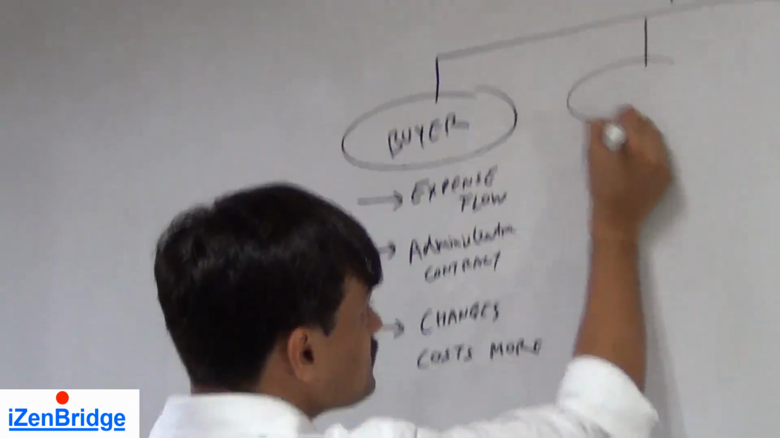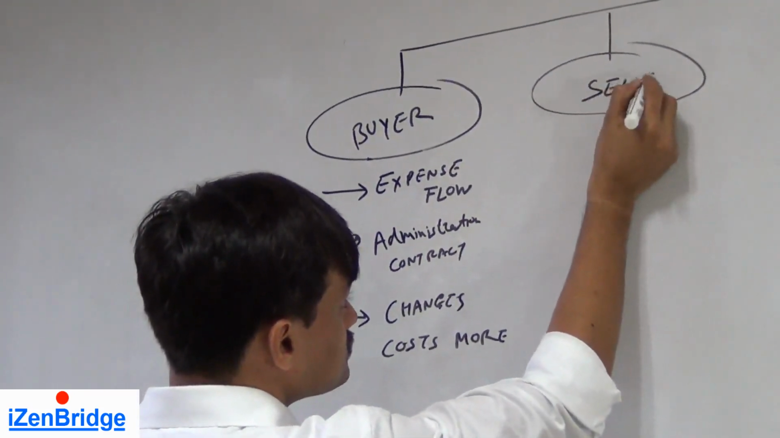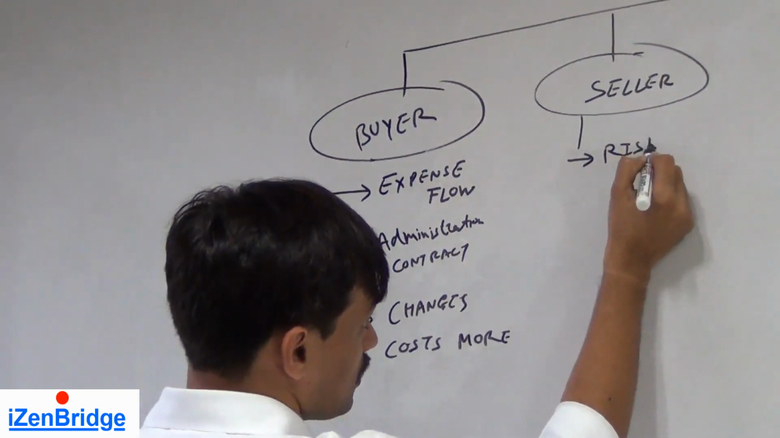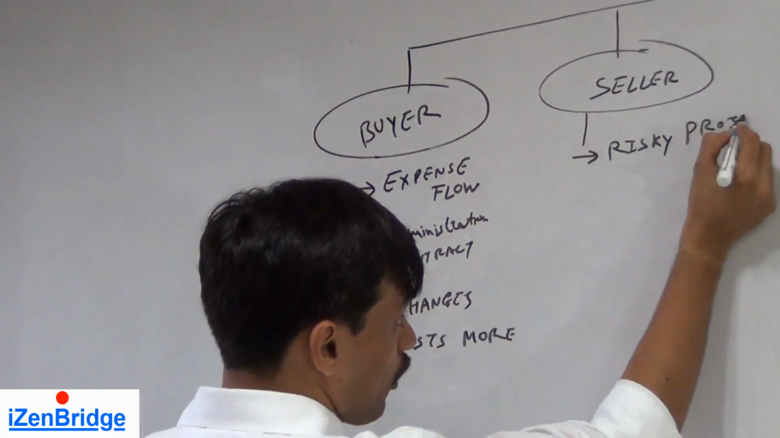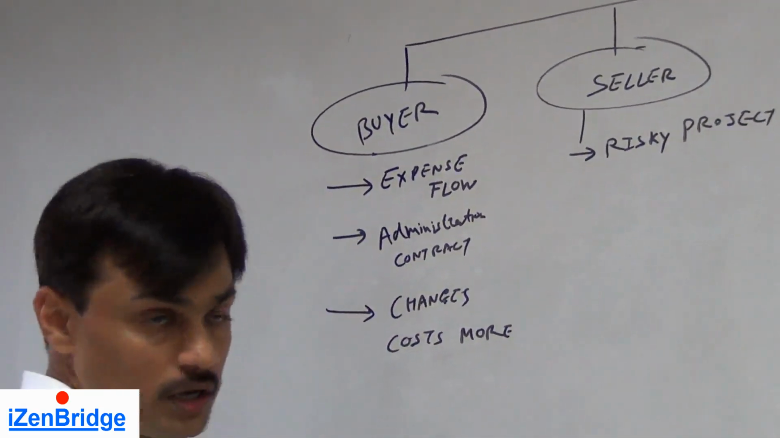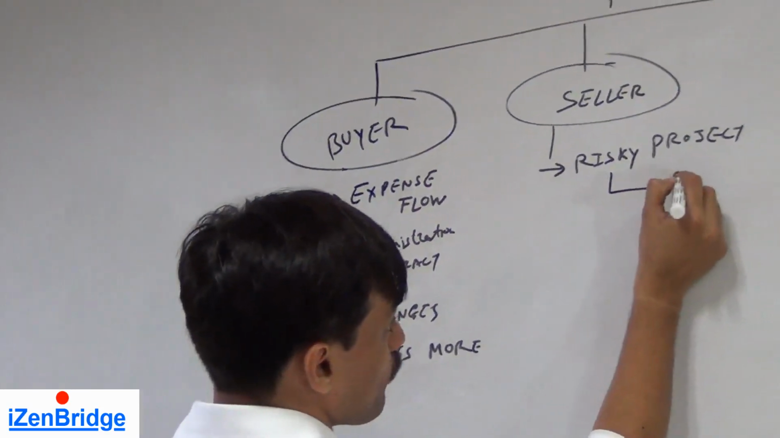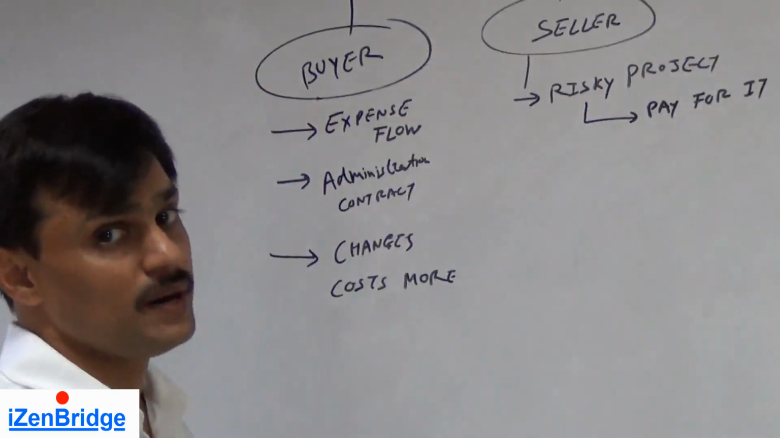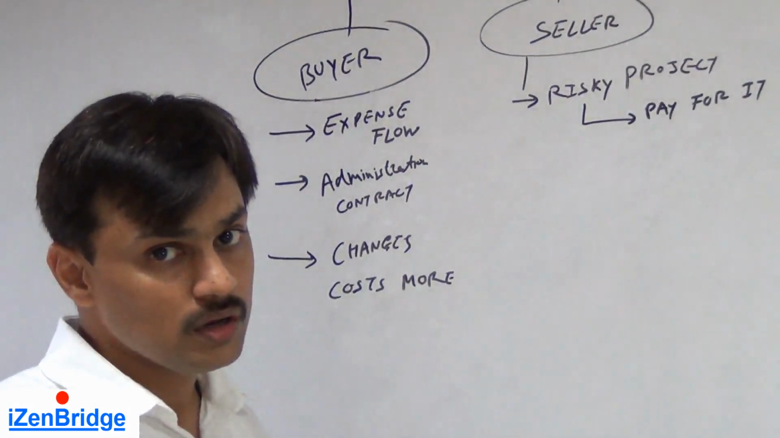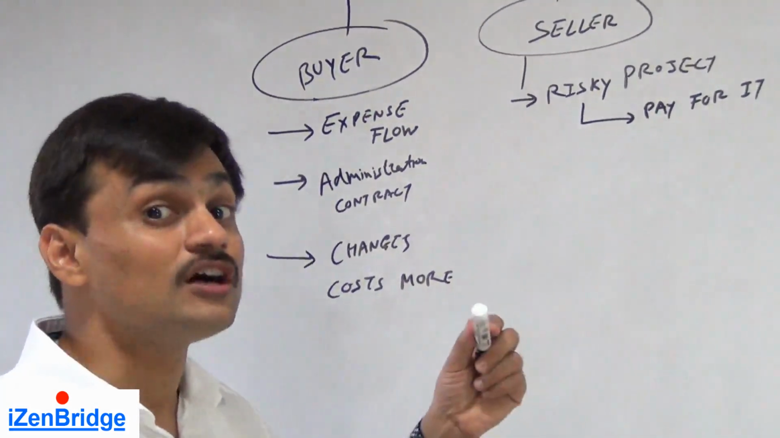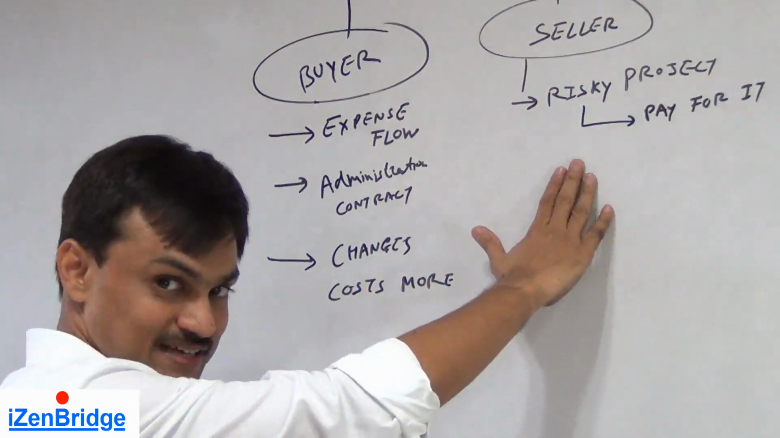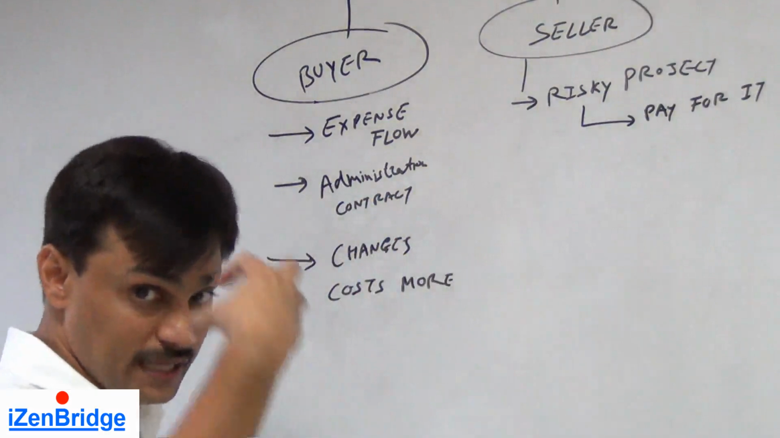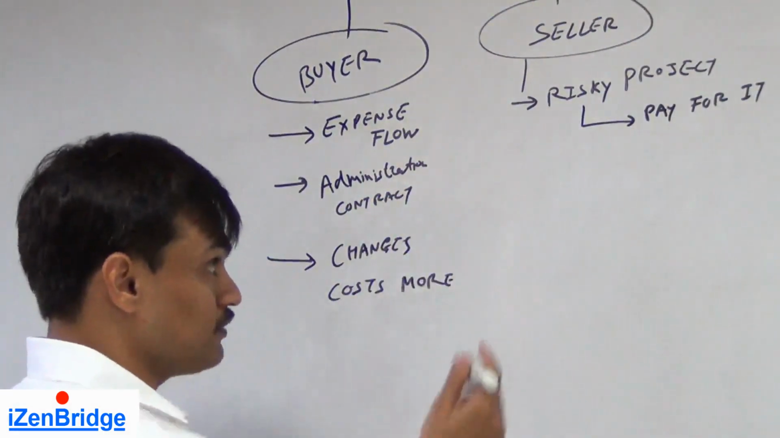From a seller's perspective, the first thing is it's a risky project, because if anything goes wrong, he has to pay for it. The buyer has given a fixed amount of money. If it costs more, the seller has to pay. If it costs less, the seller will save. And that is a disadvantage for the buyer. If the complete work is done at less cost, the seller will save the money.